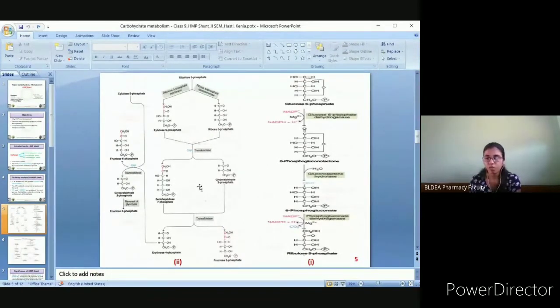So overall, only 10 carbons are being synthesized, or you can say those 10 carbons are regained.